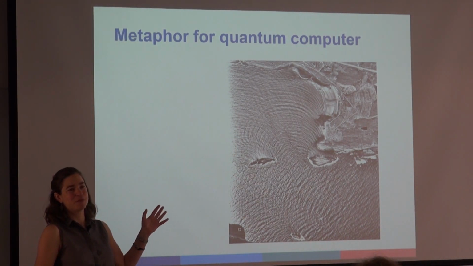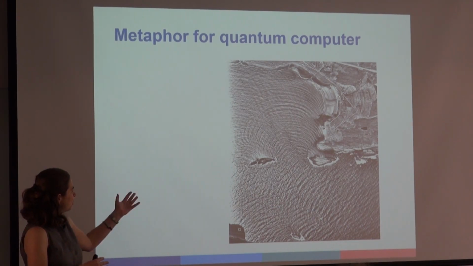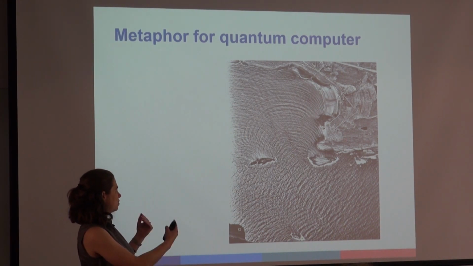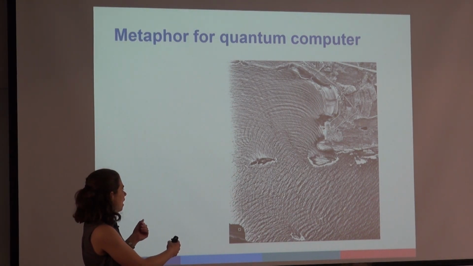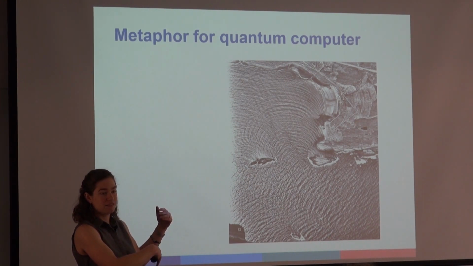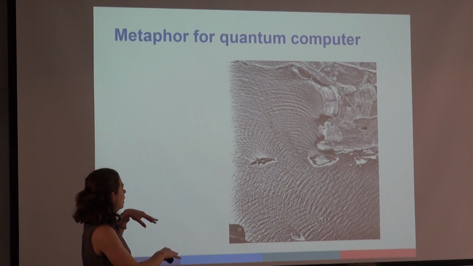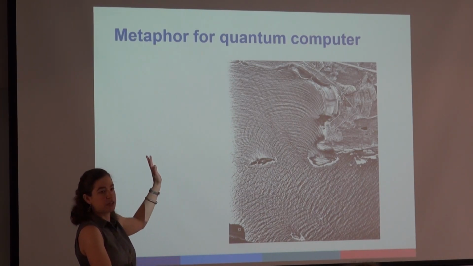But my metaphor for a quantum computer is that it's like a coastline, okay? And here we have, I think, a really beautiful picture of some coastline. And what we see is we have waves coming in from offshore. And those waves are interacting with each other. There are some islands right off the coast, and those islands are shaping the way the waves interact. And then eventually the waves are hitting the beach.